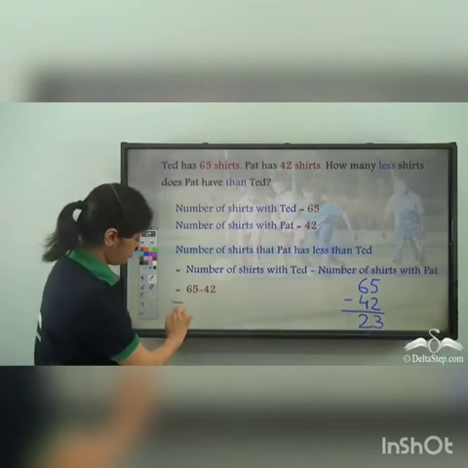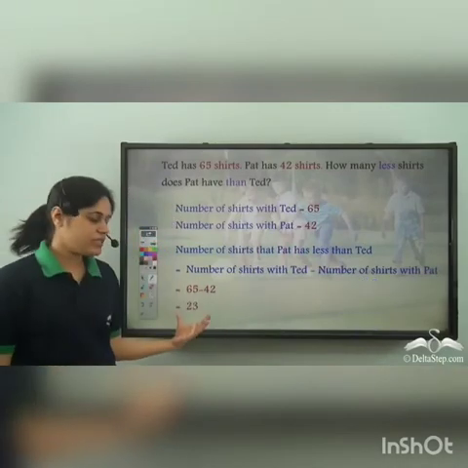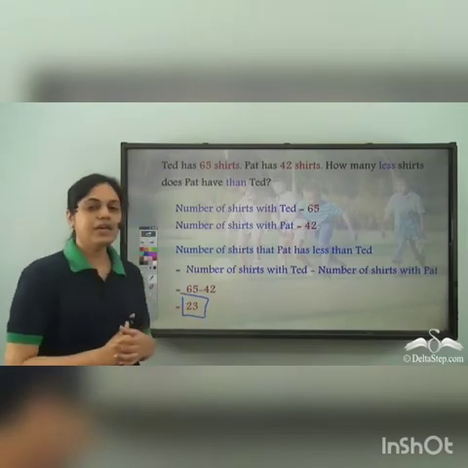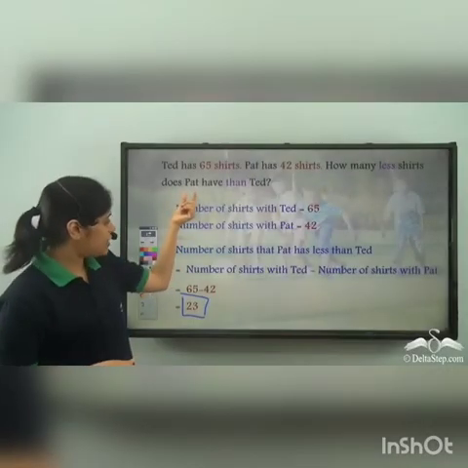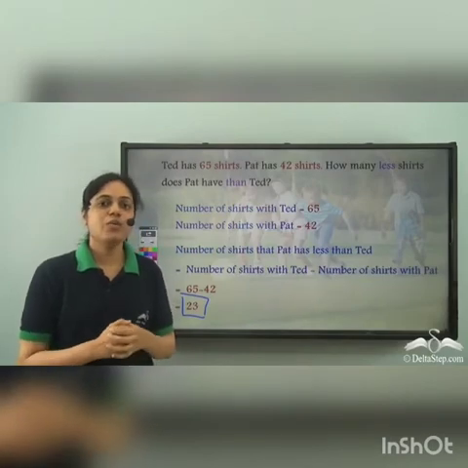So this is equal to 23. This is 23. This is the answer. That is, Pat has 23 shirts less than Ted. So this is what we actually want to find.